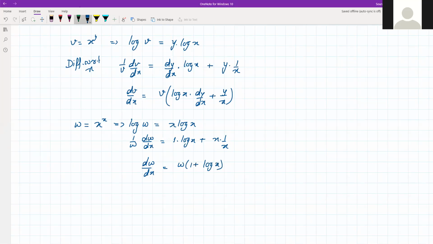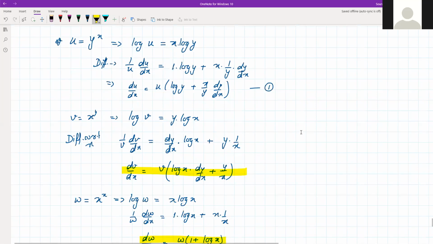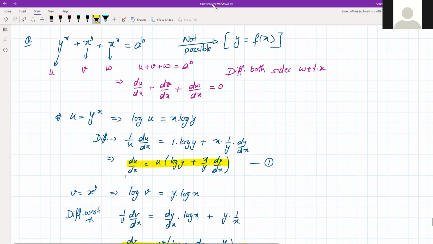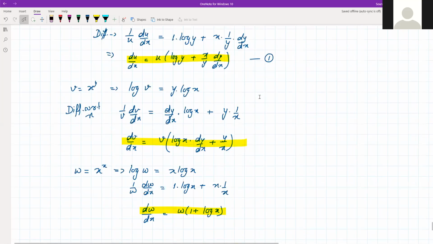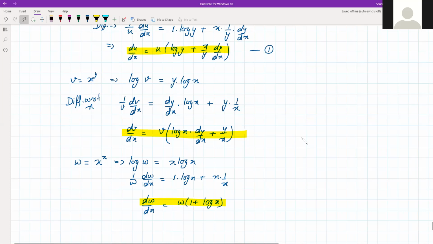So now we have these three things which we were looking for, that is dv by dx, dw by dx, and du by dx. This is du by dx. Now what do we have? We have this expression which we have already seen earlier, that is du by dx plus dv by dx plus dw by dx is equal to 0. So now we just have to substitute all these together, that is, the sum of these three derivatives is equal to 0. So let me do this here itself.